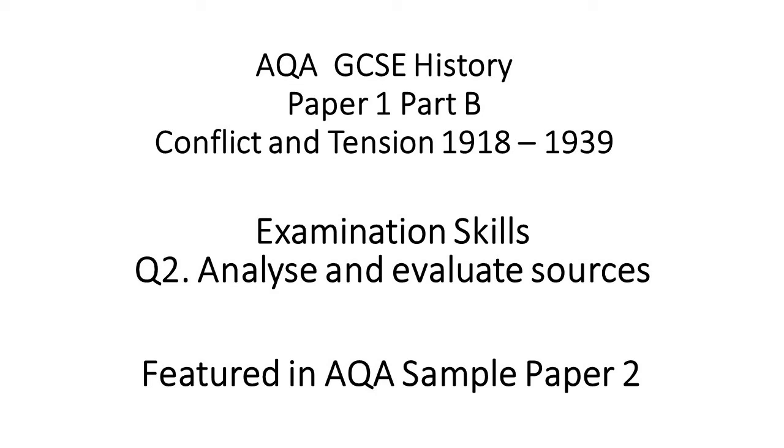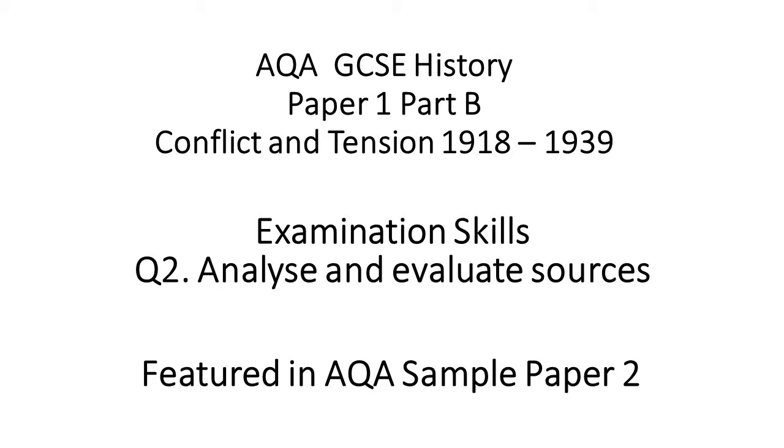Welcome to this video where we are going to talk through another exam question in the AQA GCSE History exam. It's paper 1 part B, and this is going to look at conflict and tension 1918 to 1939, and we're going to be looking specifically at question 2. Now in question 2 you're going to be expected to analyse and evaluate sources.